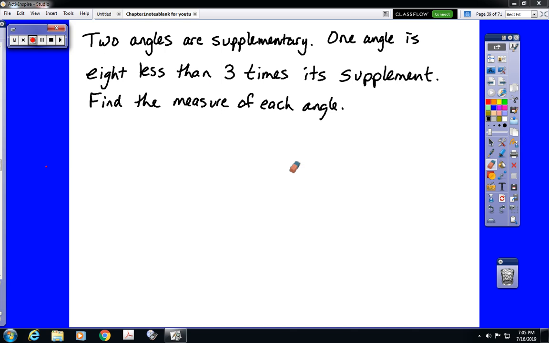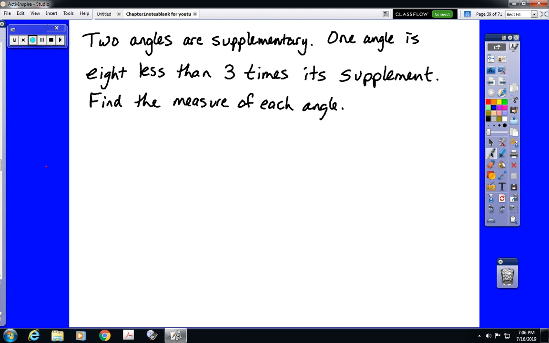Okay, ladies and gentlemen, welcome to the third and final video for Chapter 1, Section 5 in your McGraw-Hill Geometry textbook. Again, that is Chapter 1, Section 5, or 1-5. This video will cover the examples for complementary and supplementary angles and the examples for perpendicular lines. So here we have a word problem.